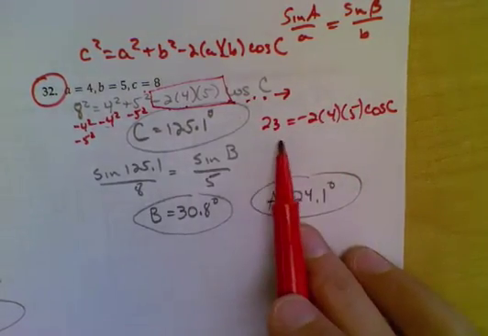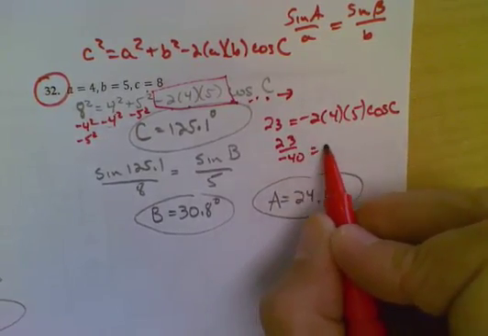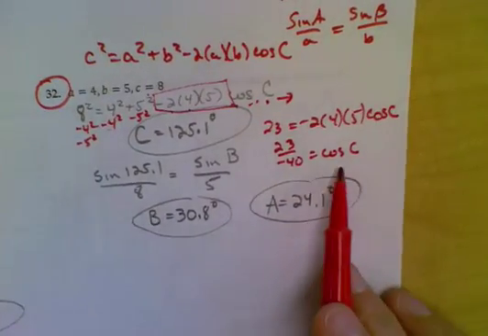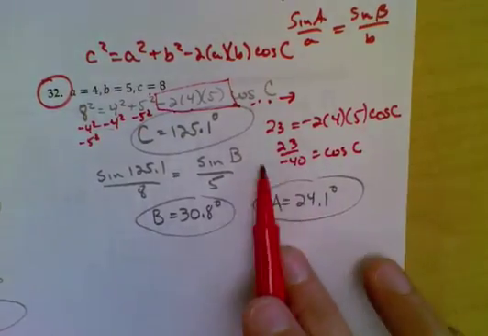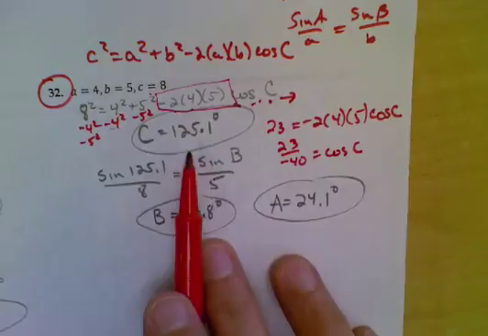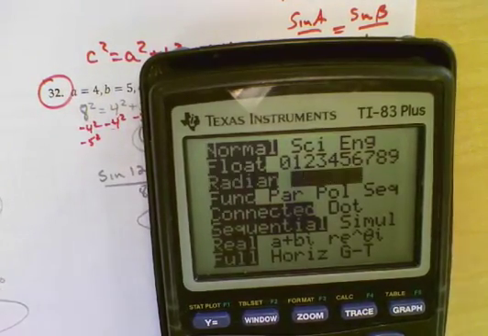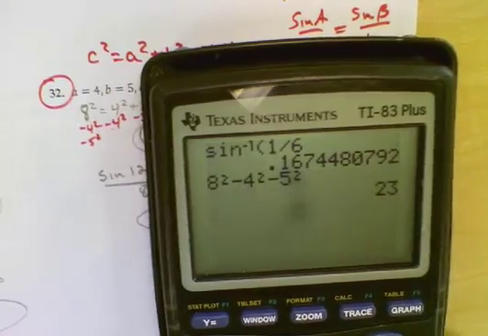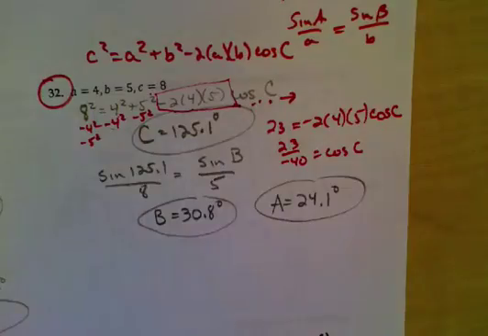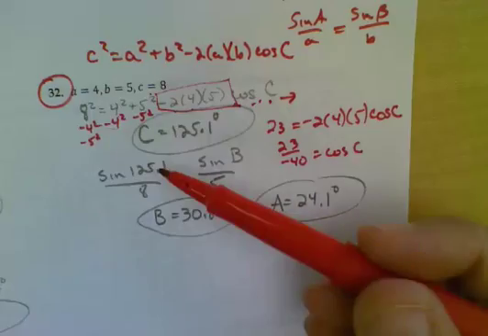So then you can take 23 and divide it by negative 40 to get the cosine of c. Then do inverse cosine of c. It's negative, so you're going to get an obtuse angle. And so I got 125.1. And again, now I need to make sure that when I do inverse sine, I'm back to degrees again. So remember, you always have to think about, is it degrees or is it radians? So I got 125.1. Then I use law of sines.